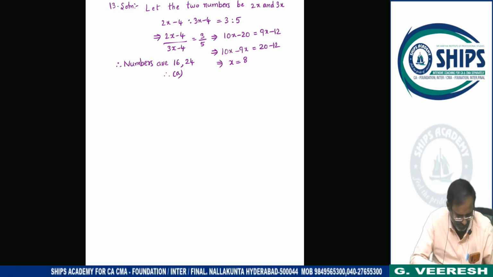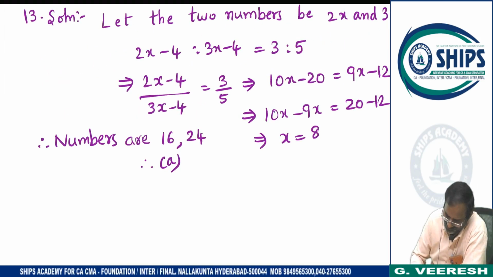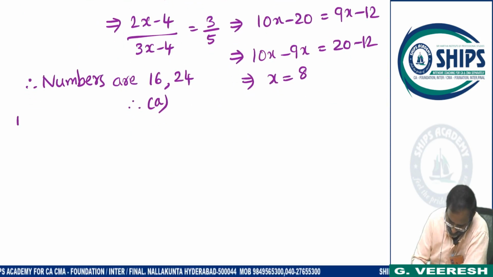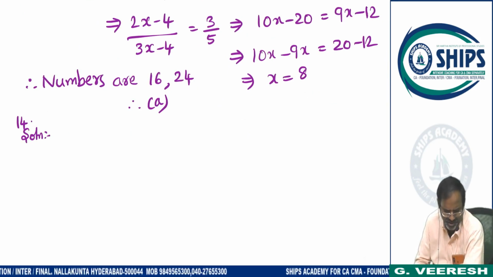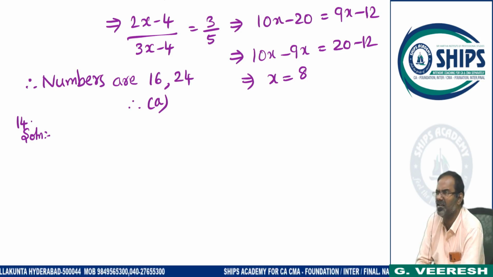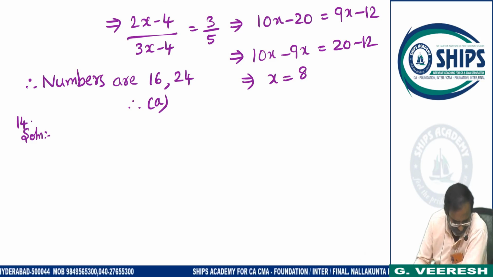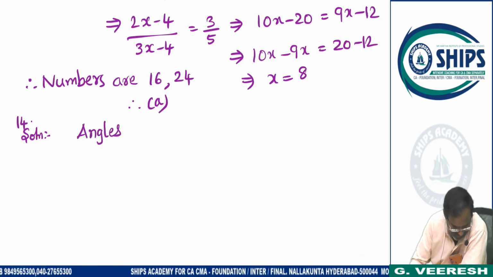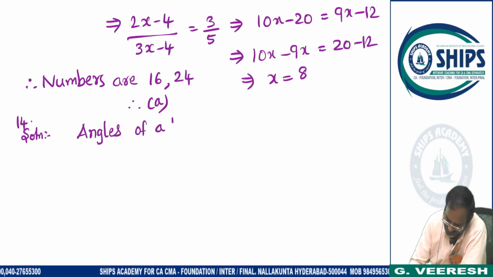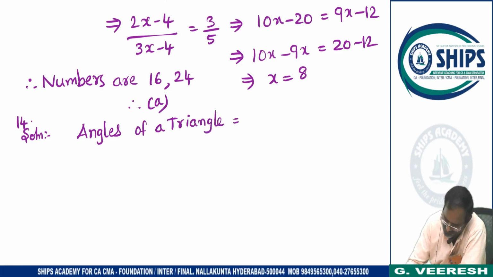Completed all of you? 13th. Now we'll go for 14th. The angles of the triangle are in the ratio 2 is to 7 is to 11. The total sum of the angles in a triangle is 180. So if they give a ratio, we can write directly: angles of a triangle, 2 is to 7 is to 11.